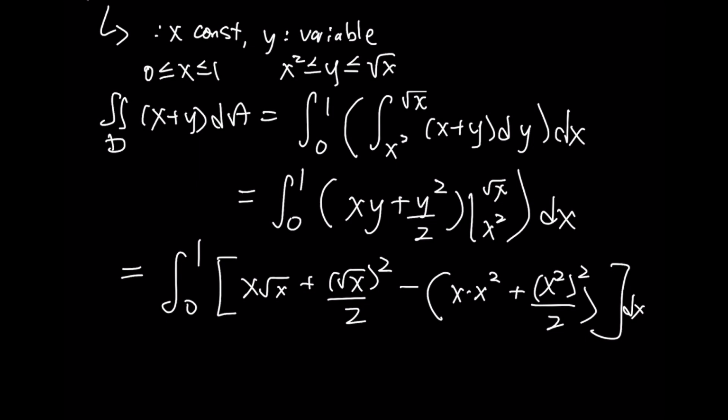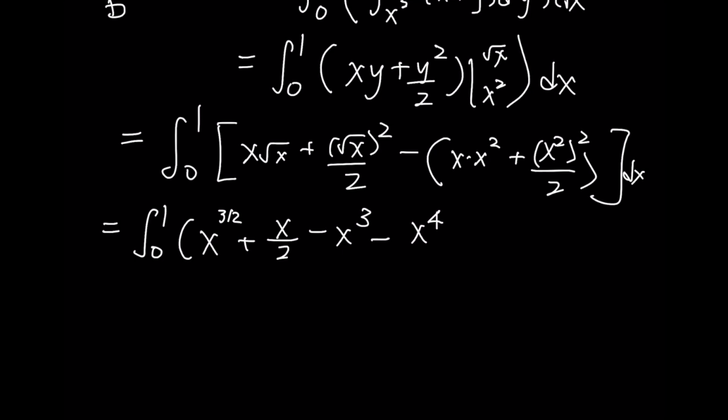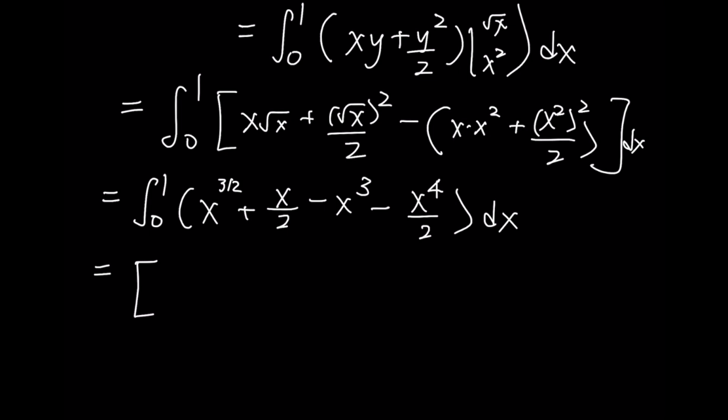That's going to be integrated with respect to x. At the end of the day, what we'll have is x to the 3 halves, x over 2, minus x cubed, minus x to the 4 over 2. What we need to do is perform this basic anti-differentiation.